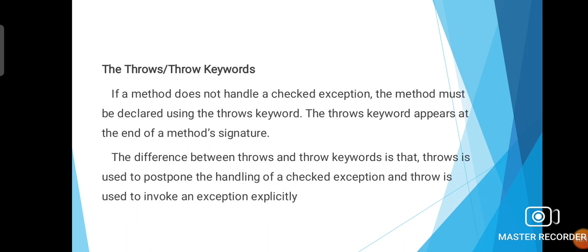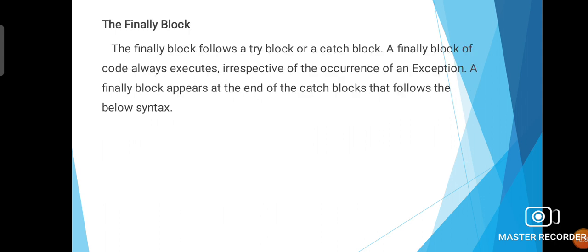Now we have one more keyword, throws. If a method does not handle a checked exception, the method must be declared using the throws keyword. The throws keyword appears at the end of the method signature. The difference between throws and throw is that throws is used to postpone the handling of a checked exception, and throw is used to invoke an exception explicitly.